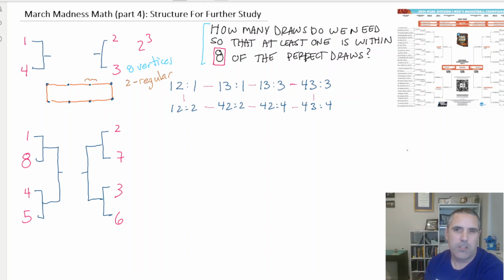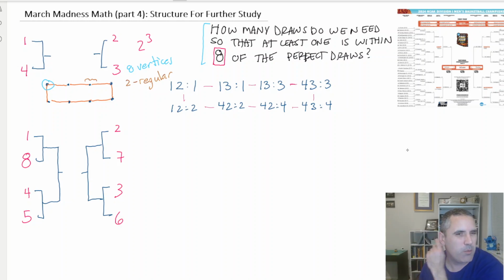Okay. So you could ask this question here, which is if you're allowed to only pick one draw, how far away from the correct answer might you be? So let's say you just make this draw, the seeds. Well, you're going to be within 1, 2, 3, 4. That's called the diameter of the graph. You're 4 away, within 4 of everything.